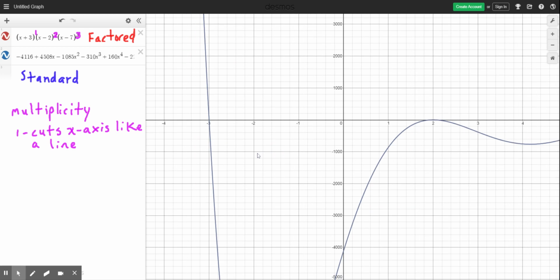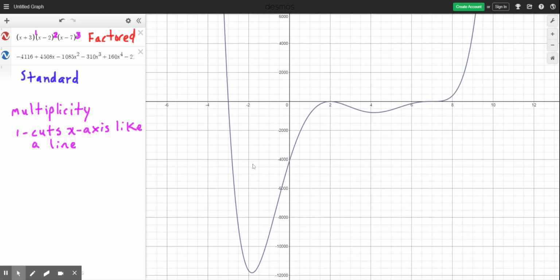So the second root that we're going to look at is the root over here, which based on the factored form up here, that's this root, x minus 2 squared, has a multiplicity of 2. And when we have a multiplicity of 2, that's going to make that U shape and bounce off the x-axis.